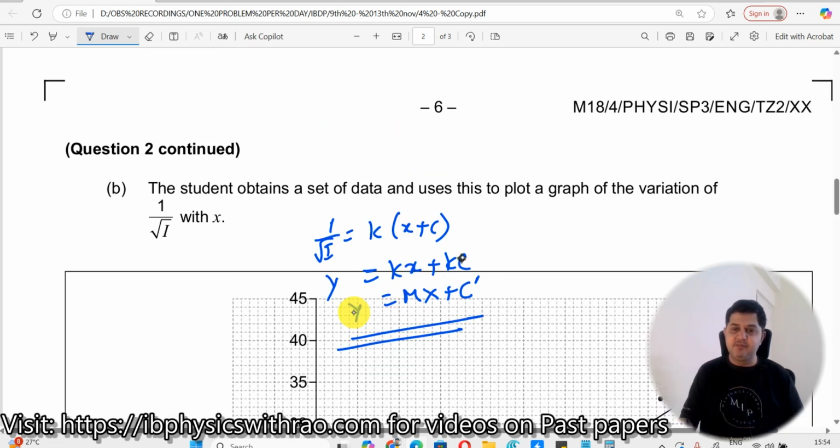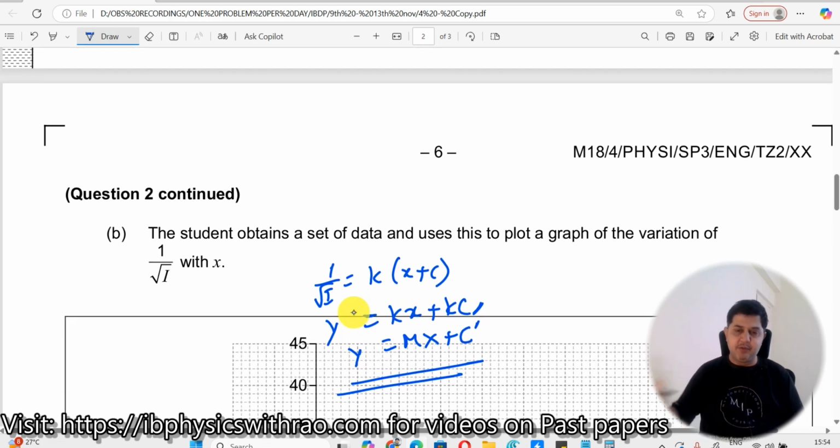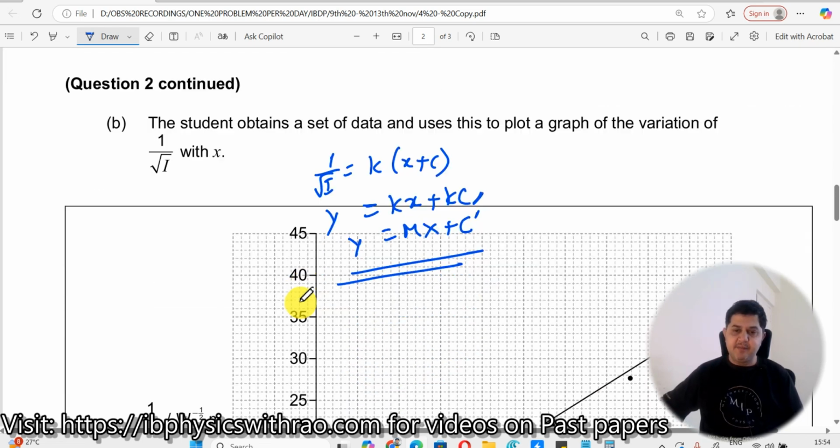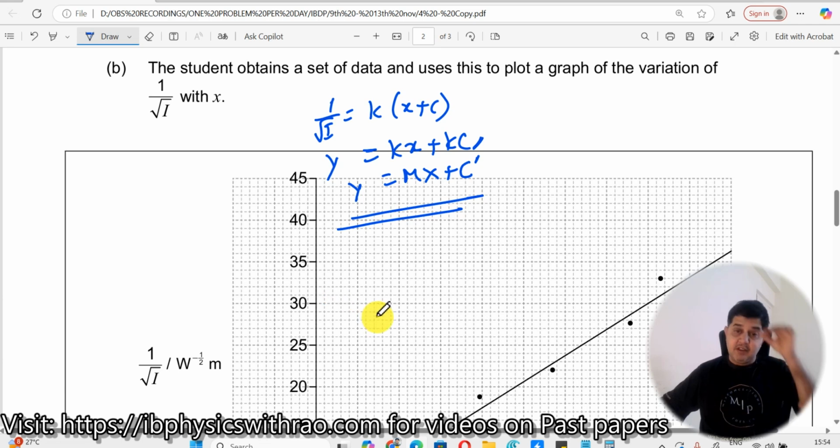Estimate this value of c. How do we do it? Now, what is it that we have got? We have got the value of k. We need to get the value of c. This c I need. How do I get that value of c?